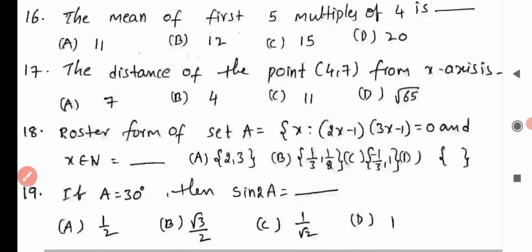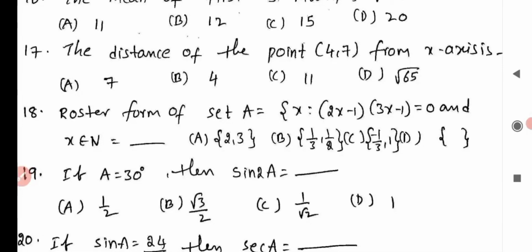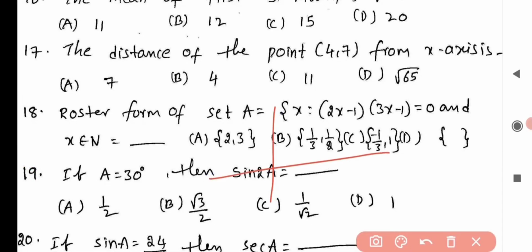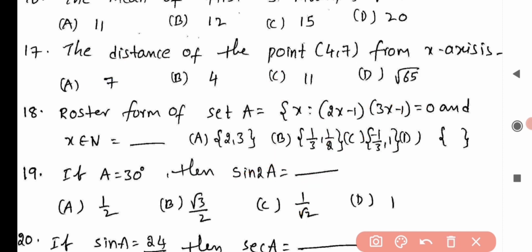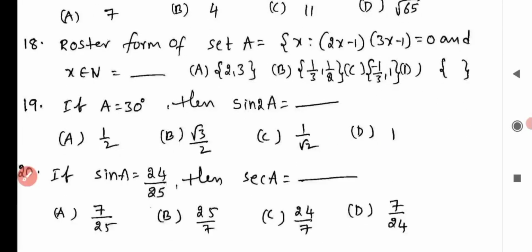Next, 17th one. The distance of the point 4, 7 from x-axis. From x-axis. This one x-axis. Okay. X, Y, x dash, y dash. That point is what? 4, 7. Here 4, 7 is there. Like this. So this distance is what? 4. This one 7. So the distance of the point 4, 7 from x-axis. From x-axis. This one. So this distance is what? 7. So option A.